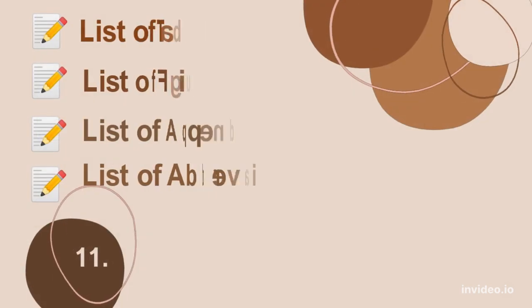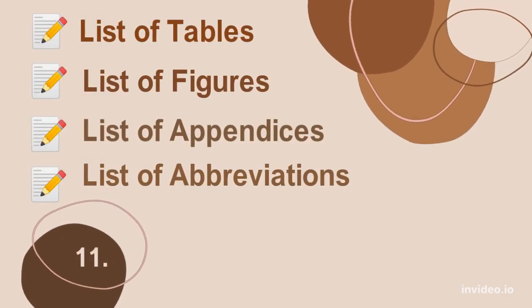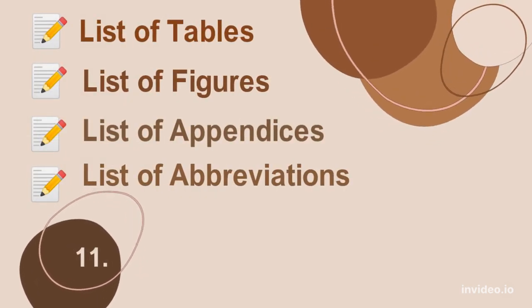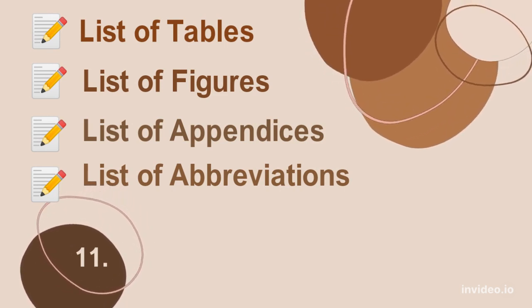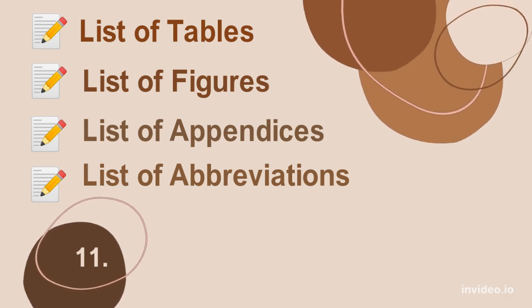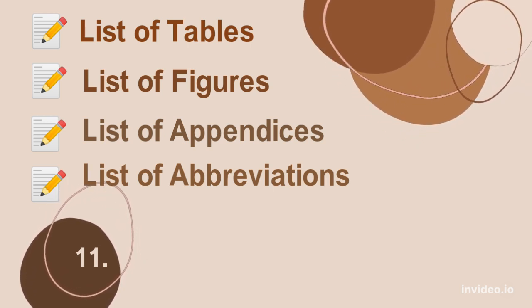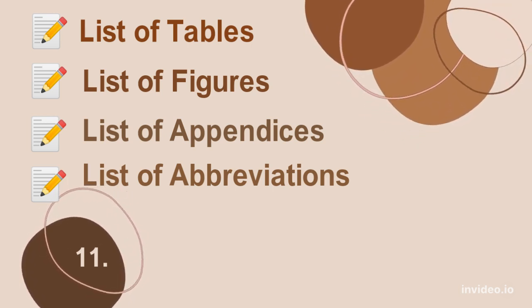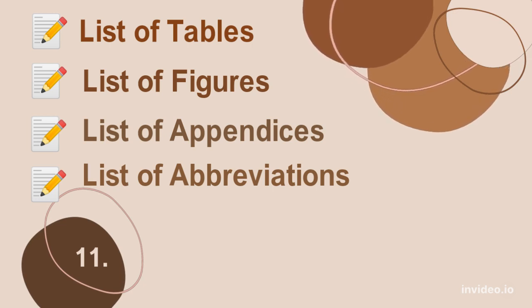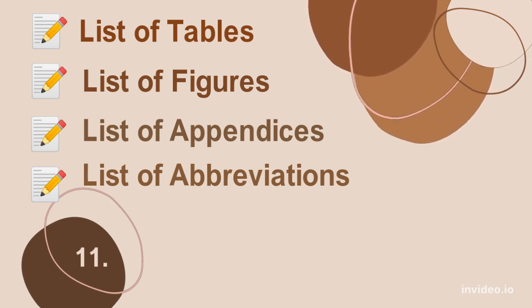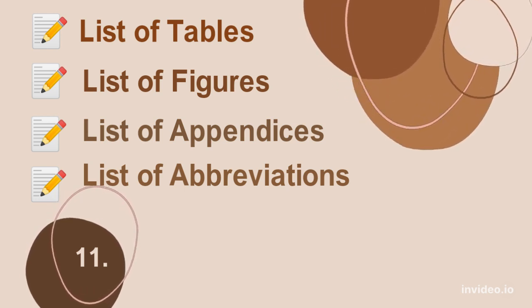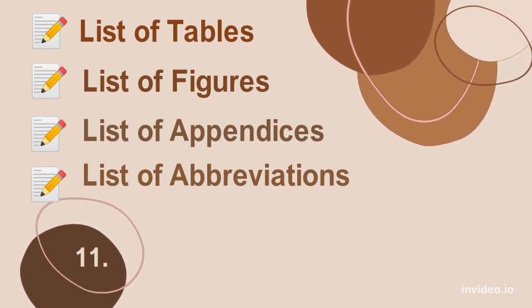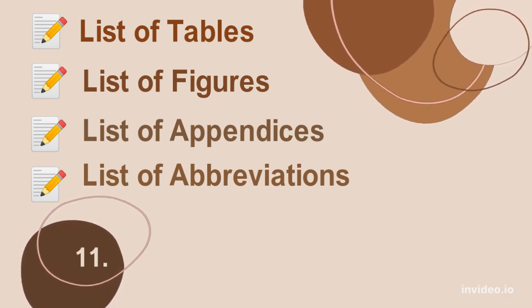The next one are the list of tables, figures, appendices, and abbreviations. The list of tables, figures, and the rest of them are there to aid readers in locating tables, figures, appendices, abbreviations, and symbols. Therefore, they should be well numbered, and in the main contents, they should be well labeled. Please note that list of tables section should consist of list of the tables used in your report, indicating table number, its title, and page number.